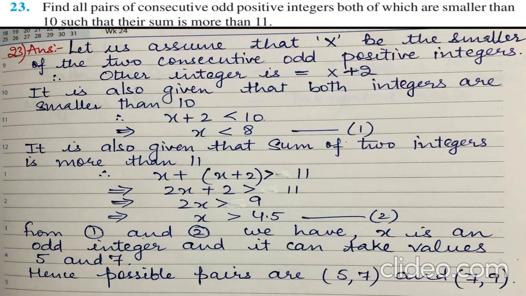So from first and second what we get is that x must be less than 8 and greater than 4.5, and x is an odd positive integer too. So it can take the values between 4.5 and 8. There are two odd positive integers 5 and 7. So x can take the values 5 and 7. So possible pairs are 5, 7, and that is when x is 5, x plus 2 is 7, and when x is 7, x plus 2 will be 9. So other pair should be 7, 9. So this completes 23rd question.